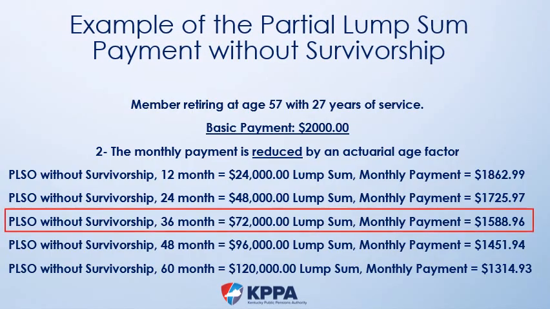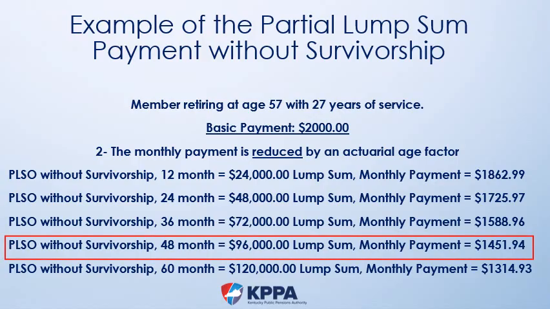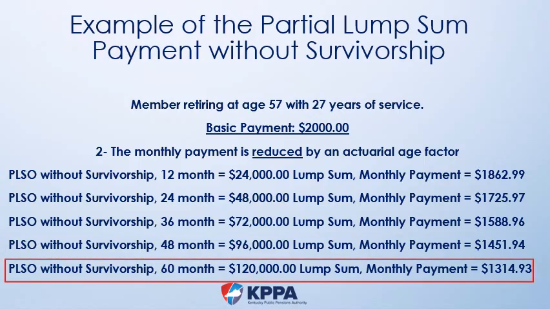For the 36-month option, they would receive a one-time lump sum payment of $72,000, and the monthly payment amount would be $1,588.96. For the 48-month partial lump sum option, they would receive a one-time lump sum payment of $96,000, and their monthly benefit would be $1,451.94. And lastly, if the member chose the partial lump sum without survivorship 60-month option, they would receive a one-time lump sum payment of $120,000, and their monthly benefit would be $1,314.93.